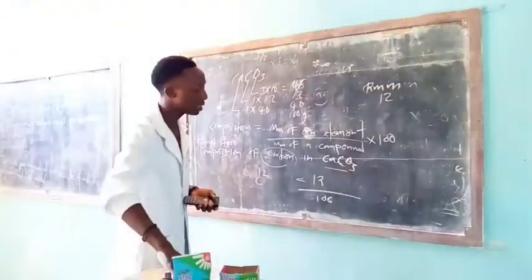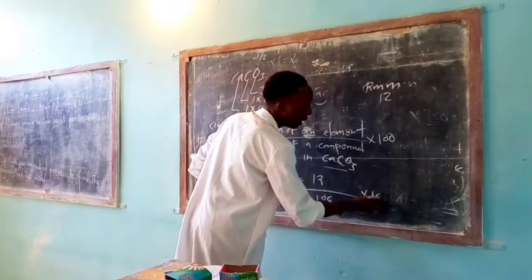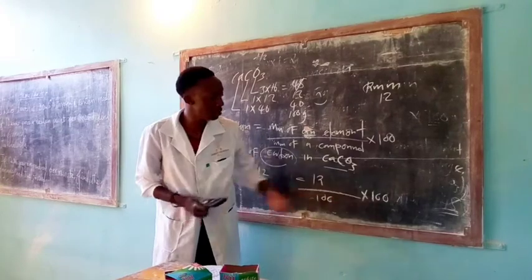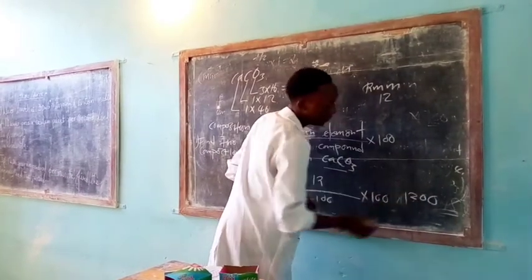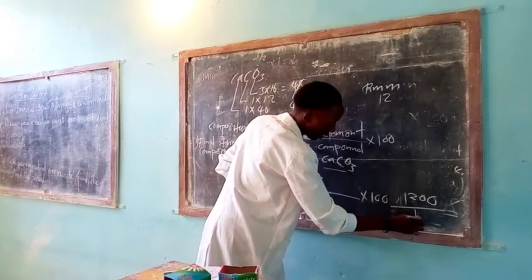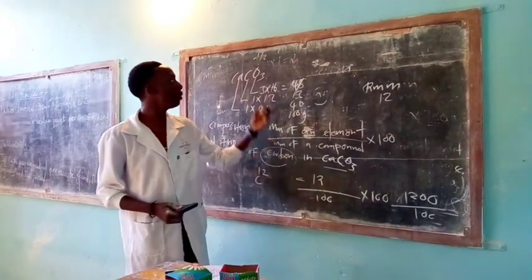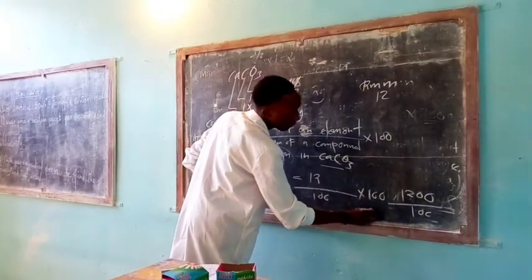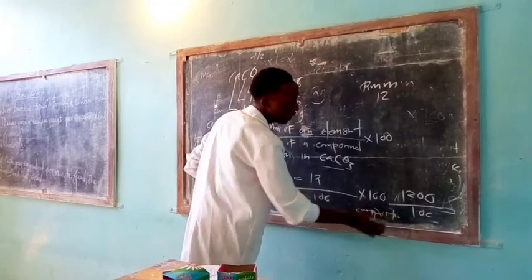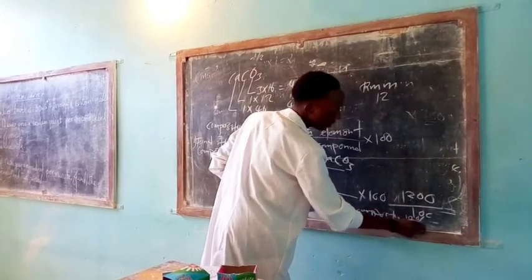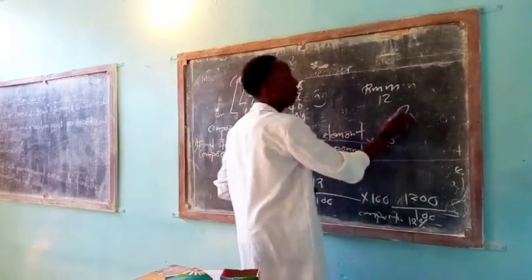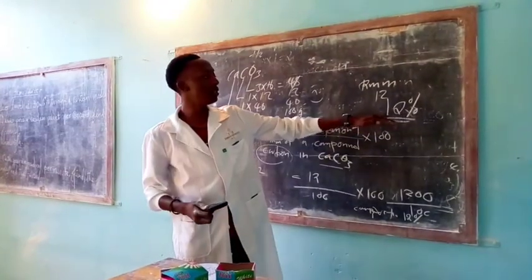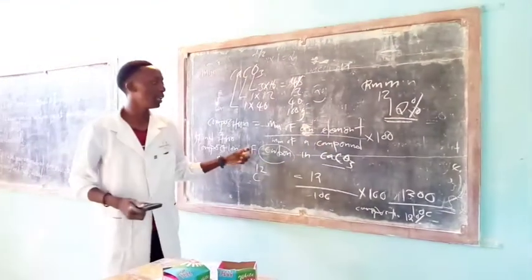So what you're supposed to do is say 12 times 100, as expressed as a percentage, divided by 100, the molar mass of calcium carbonate which we had. When you divide those, you have composition equal to 12%. That's your final answer. So this is the percentage composition of what? Carbon in calcium carbonate.